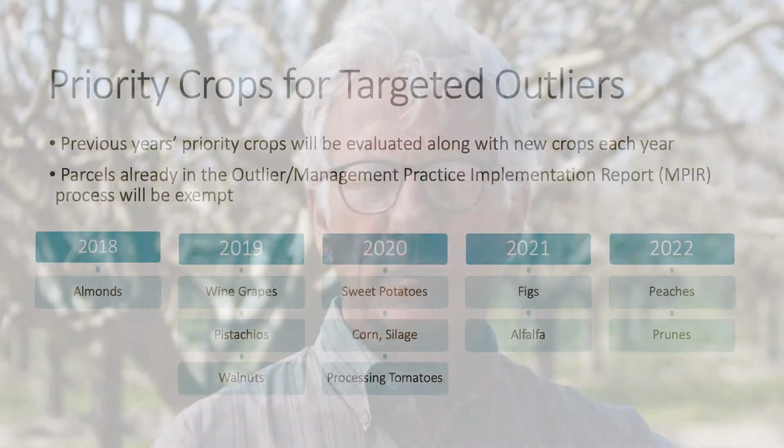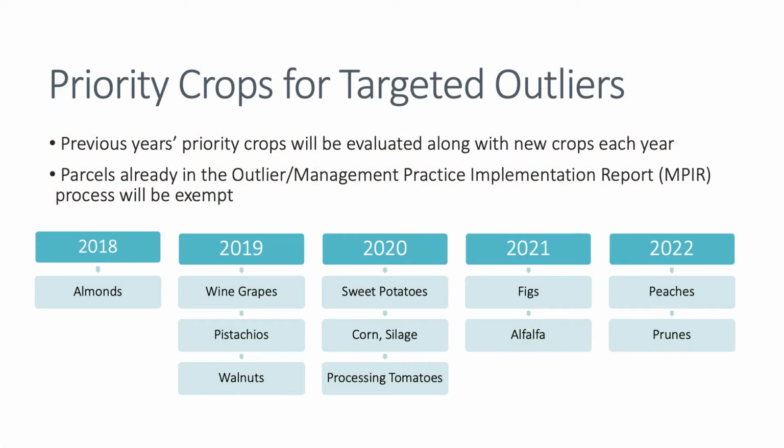Now, it may seem like a lot of work to get this done, but what it enables us to do is not have a grower himself individually have that groundwater quality management plan. So we prepare that plan for all the growers in our region that grow specific crops. So we started out with this outlier process last year with almonds. This year we have pistachios, walnuts, and wine grapes. Next year, we're going to be focusing on sweet potatoes, corn, silage, and processing tomatoes. And then in coming years, figs, alfalfa, peaches, and prunes.